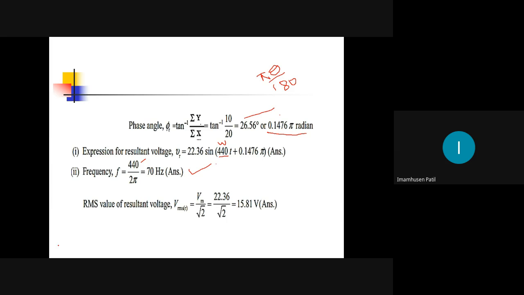Then the RMS value of the resultant voltage is V RMS equals Vm by root 2. This you should find out. It is 15.81.